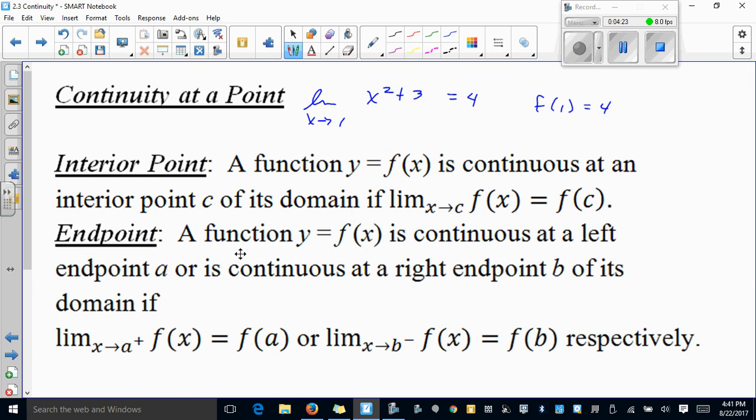A function y equals f of x is continuous at a left endpoint a or continuous at a right endpoint b of its domain if the limit as x approaches a from the right, so we're going to the left endpoint, of f of x equals f of a. Respectively, going to the right, the limit of f of x as x approaches b from the left, so we're moving from the left towards the right, is the same as f of b.